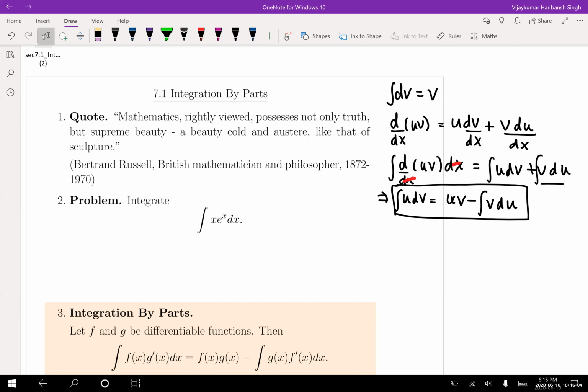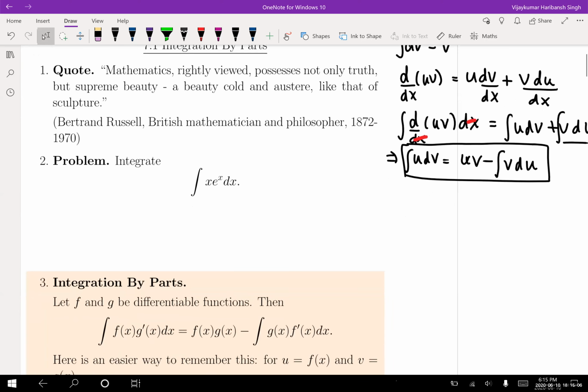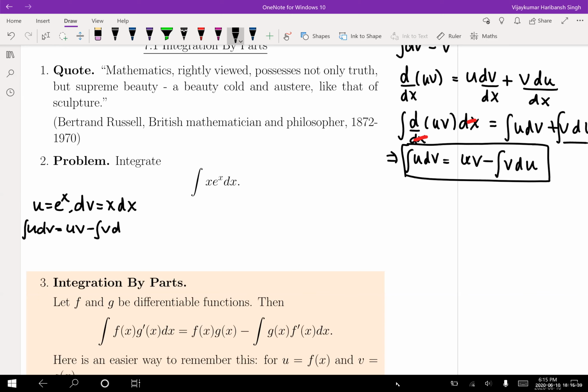Okay. So let's see. We have this problem here and we want to use integration by parts. We have two choices for u. So let's start with a choice for u as e to the x, and then dv would be x dx. So what does the formula tell me? The integration of u dv is uv minus the integral of v du.